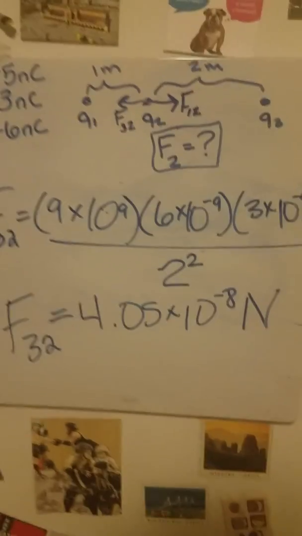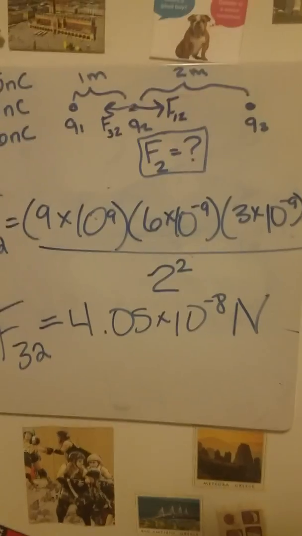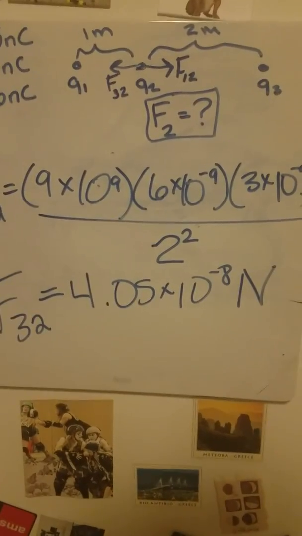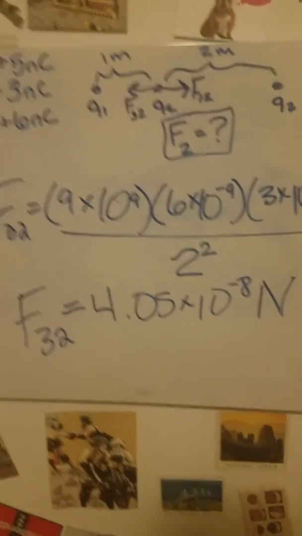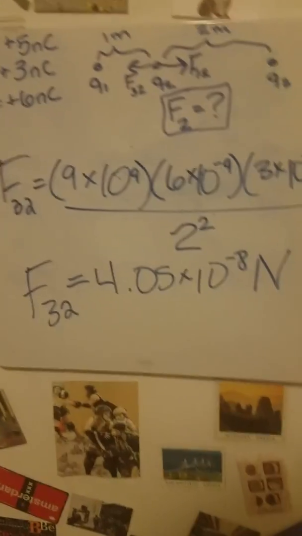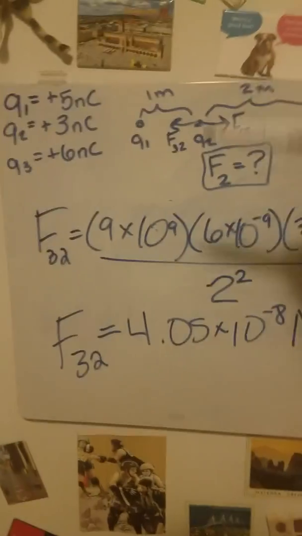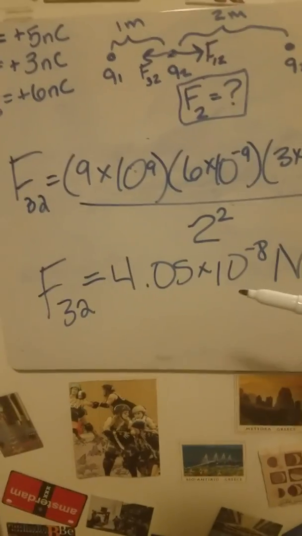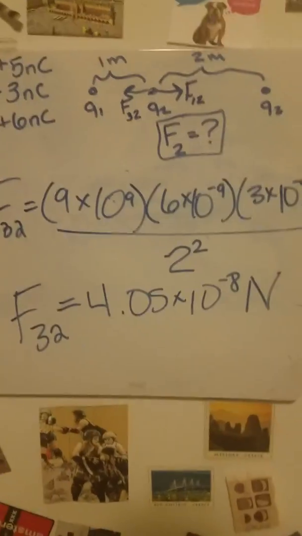So now my next step is to combine them. And because they're both vectors, direction matters, so I can't just add up 1.35 times 10 to the negative 7th and 4.05 times 10 to the negative 8th. I have to take into account their direction. And so their direction here is that one is positive and one is negative, but they are all along the x-axis. They don't have x and y components. So I'm going to make F12 positive, I'm going to make F32 negative.